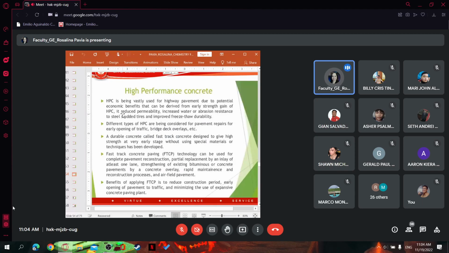So, ang ibig sabihin nito, pag it reduces permeability, the permeability means the seepage of liquids like water. Meaning to say, yung permeability, hindi siya pwedeng mag-absorb ng liquid. Sa increased water or abrasion resistance naman with regards to steel-studded tires, okay? And improved freeze-thaw durability. Ibig sabihin ng freeze-thaw, yung pagtunaw ng snow, especially in those countries with the winter season.